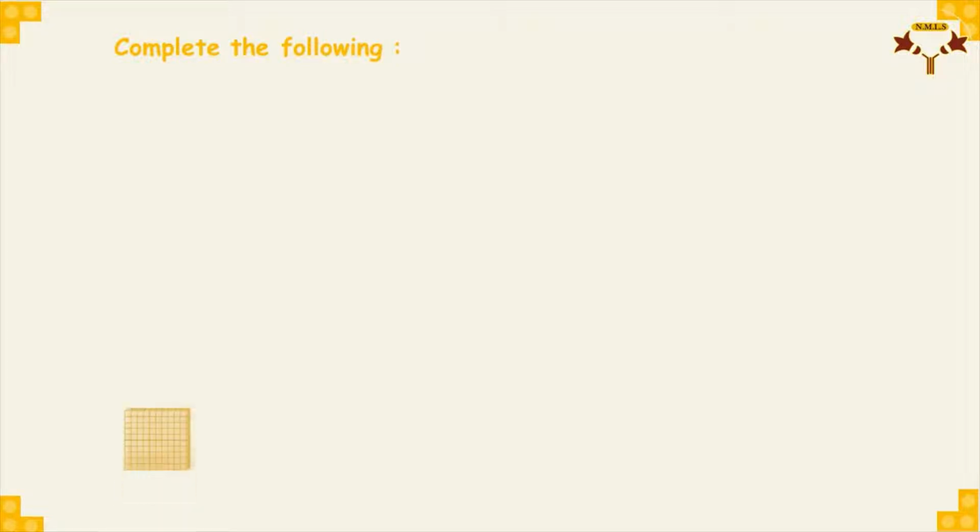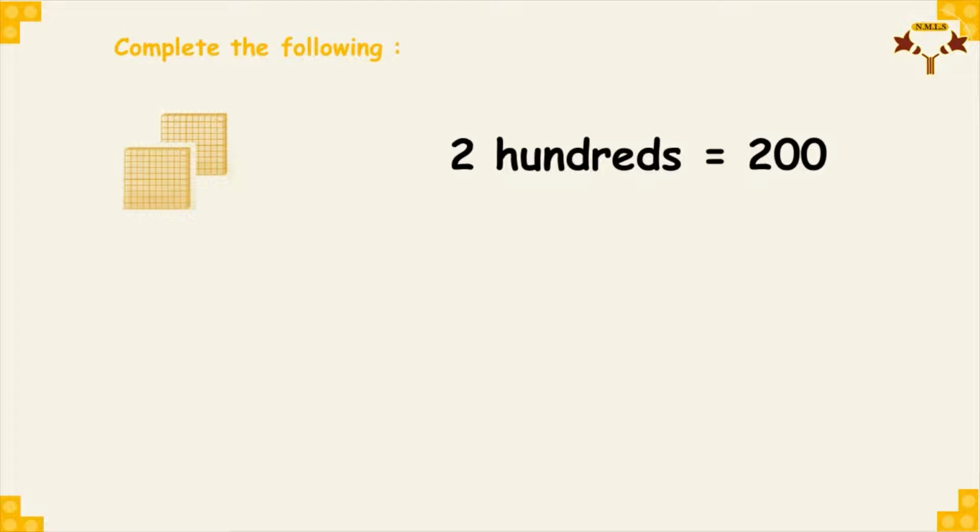Here I will complete the following. I said that 100 small squares I can call one block. So here, how many blocks do I have? 1, 2. Yes. So one block equals 100, so here I have 200, and the word hundred I will cancel and put 2 zeros. So 2 hundreds here equals 200 here.